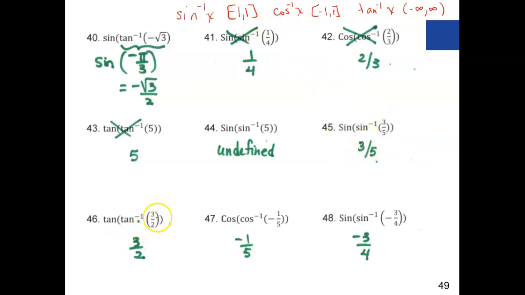For tangent, 3/2 is within this domain, and so we can use the cancellation property. This one for cosine, -1/5 is within that domain, so we can use that cancellation property. And then here, the -3/4 is within this domain, and we can use the cancellation property.